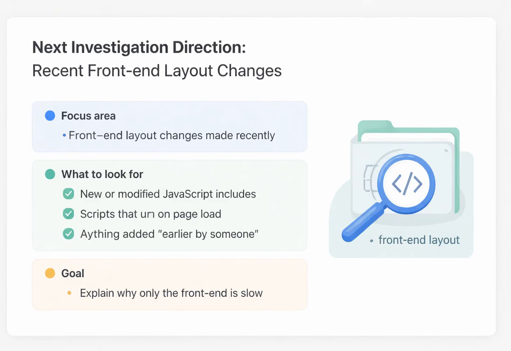Given all of those clues, the most logical next direction is to inspect recent changes specifically in the front-end layout. The conversation hints that someone changed something earlier, and JavaScript is mentioned as a suspect area. So you'd look for new script includes, scripts that execute immediately on page load, and any code that could cause repeated requests or heavy computation in the browser. The goal is very specific: explain why the front end is slow while the student portal is not.